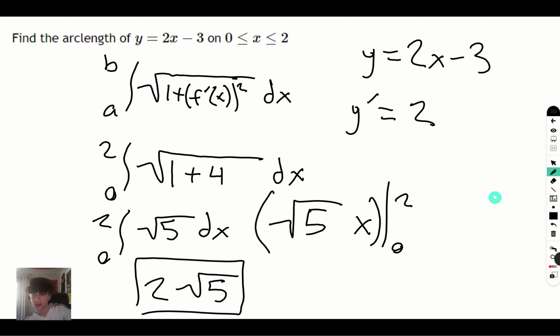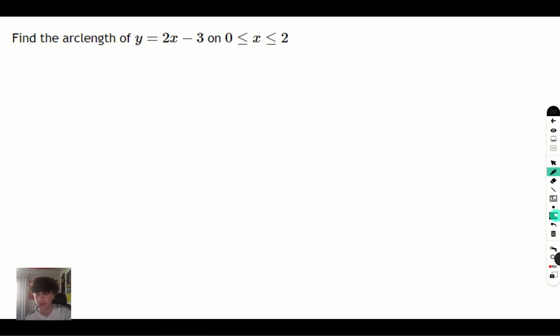So let's move on to another example. This one was a little bit more straightforward because it was a straight line. If you graph it, 1, 2, 3, this is what it'll look like. So we're graphing it from 0 to 2. This length right here you could have done using geometry, squaring this side, finding the sum and square rooting it. But this next one is where it gets a little bit more difficult and you have to use integration in order to find it.